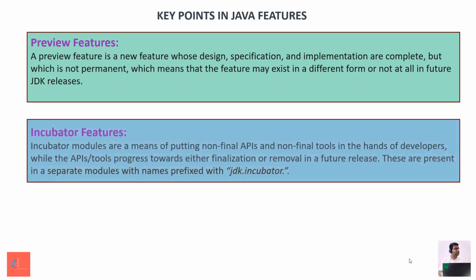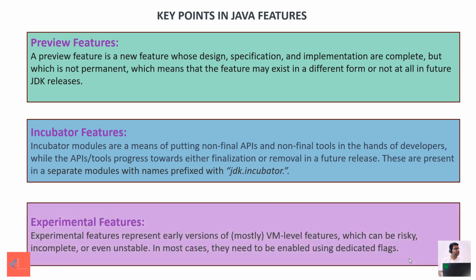Next key point is incubator features. Incubator modules are a means of putting non-final APIs and non-final tools in the hands of developers, while the APIs or tools are still in development and not finalized, and these features can be removed in future releases. These are present in a separate module with name prefixed with jdk.incubator.